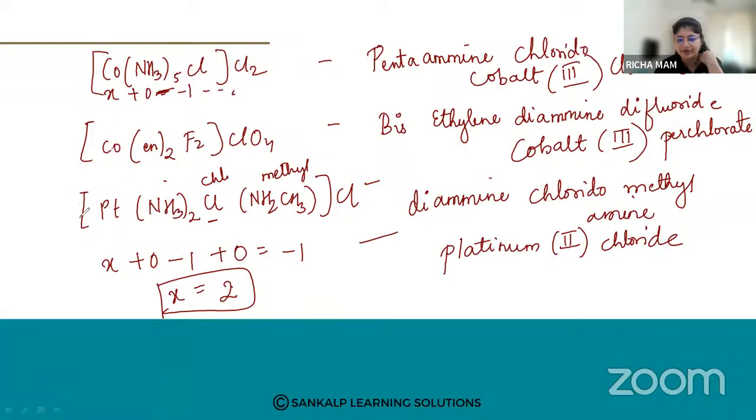So whenever you have cationic complexes, like this, you can give the names. Is it clear? We have discussed how to give the names for cationic and anionic complexes. Okay, fine. So let us go for the next set of examples.